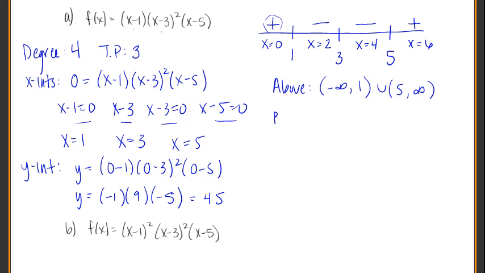And then I'm below the x-axis everywhere from 1 to 3 and from 3 to 5. And again, I want to break this up because I don't want to include my x-intercepts as being above and below.